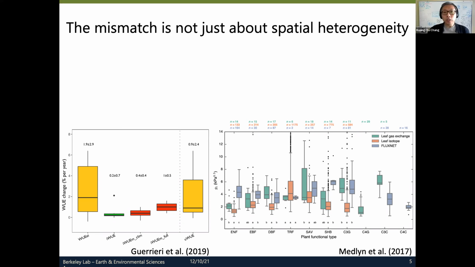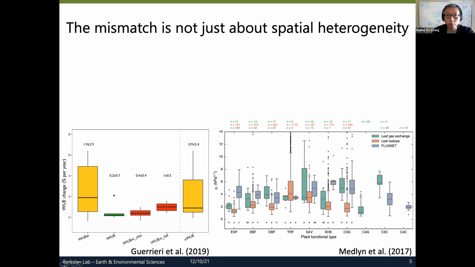And it's challenging to compare leaf and ecosystem scale measurements in general, because each water use efficiency metric may vary with variation in plant functional types, while different water use efficiency metrics quantify different aspects of plant water carbon interactions. As shown on the figure on the right-hand side, Madeline et al. compared water use efficiency inferred from leaf gas exchange, leaf isotope, and eddy covariance measurements.